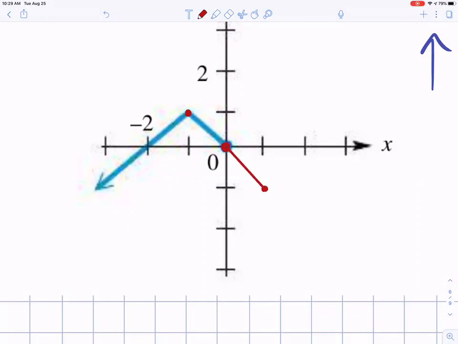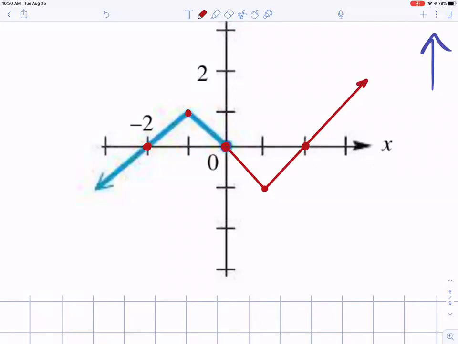All right, let's go back to the original. What is this coordinate right here that I just drew? Negative 2, 0. Okay, what's the opposite x and the opposite y? Positive 2, still 0. And then I can go ahead and connect the dots.